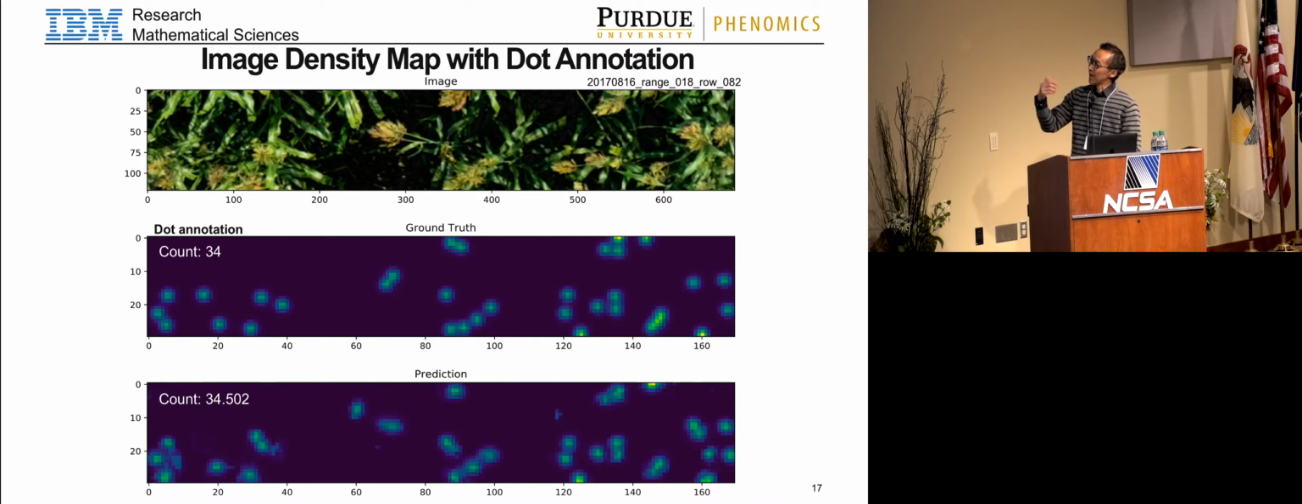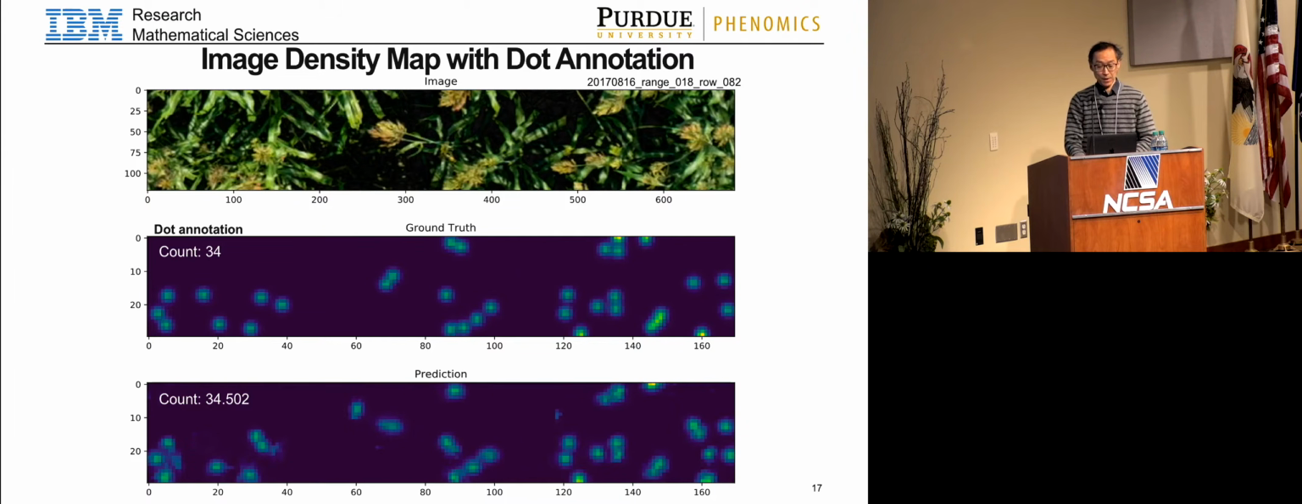When humans annotate, we provided two ways of annotating. One is called the dot annotation, where someone would just put a dot in the center of a panicle. Then it's automatically distributed as a Gaussian density in the density map.